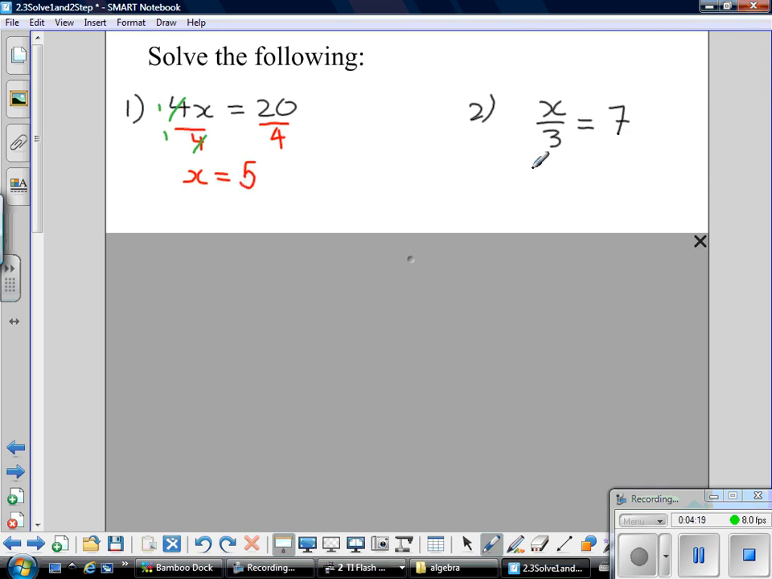Okay, let's look at the next one. It says x over 3 equals 7. Well, that's the same as x divided by 3 equals 7. The opposite of dividing is multiplying. So I'm going to put the multiplying like this, and the reason is the same as the last one. 3 divided by 3 is 1. So I have 1x equals 21.